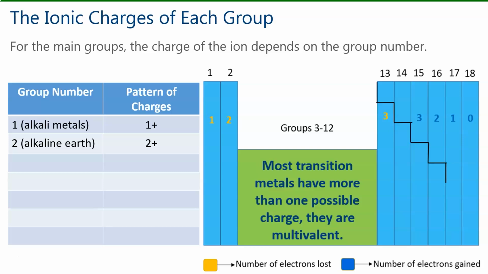Most transition metals have more than one possible charge. They are called multivalent metals. We will be talking about these in another video. Group 13 have a charge of positive 3. Group 15 have a charge of negative 3. Group 16 elements have a charge of negative 2. Group 17, the halogens, like chlorine, fluorine, and bromine, have a charge of negative 1. And Group 18, the noble gases, have no charge.